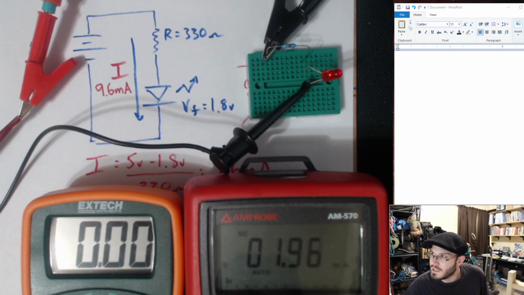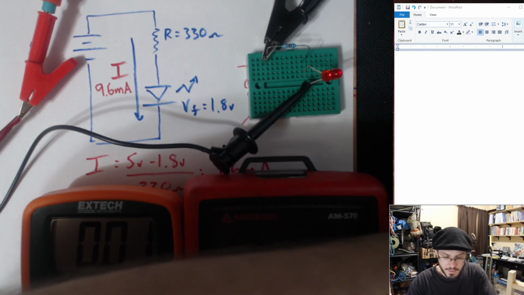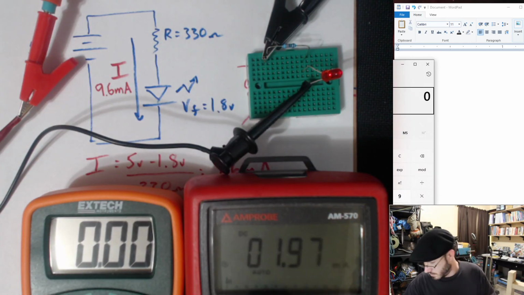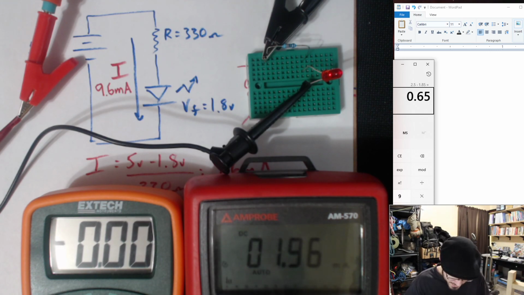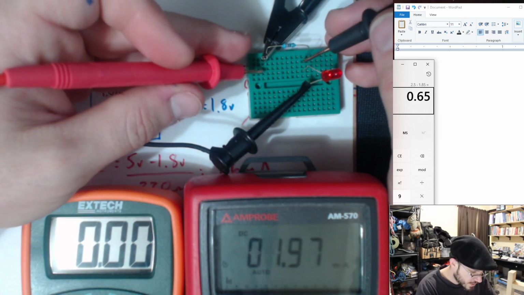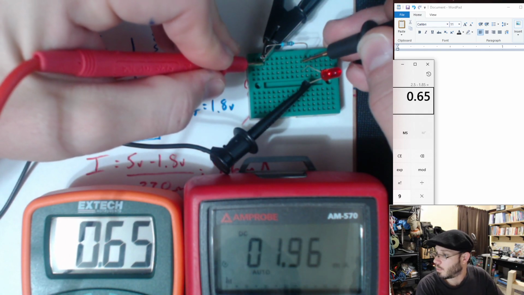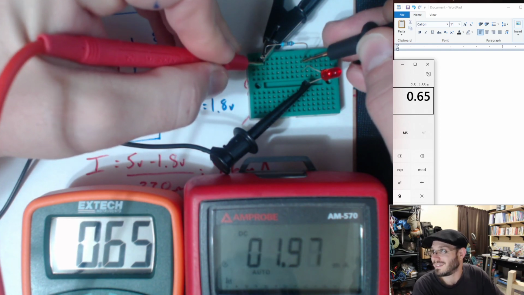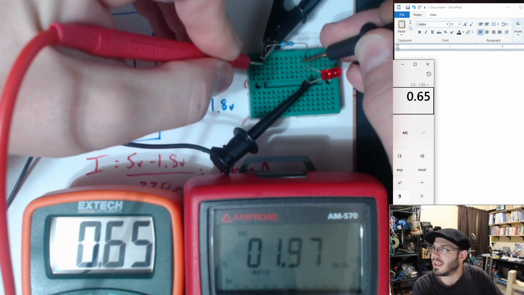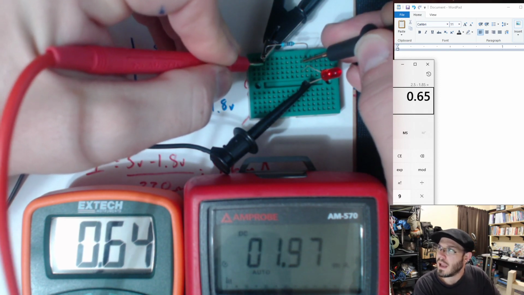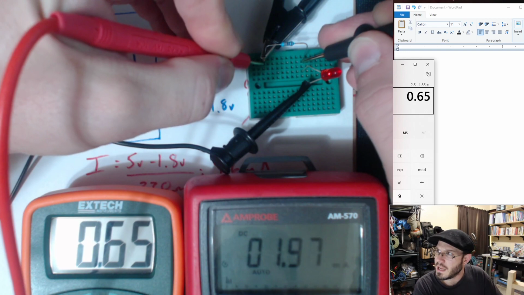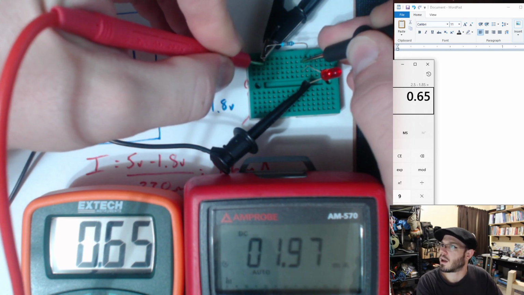Right? Kirchhoff's voltage law says I should have about 0.65, 0.7 volts across my resistor. Let's check the voltage drop across the resistor. Hey, check that out. 0.7, 0.65, almost exactly. Okay. Given the length of all these cables, given the breadboarding, all of that, I expect to be off by a little bit. This one happened to be spot on.